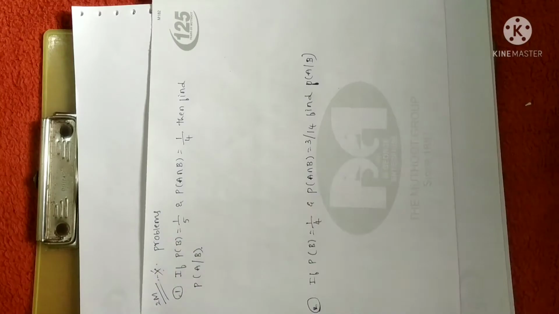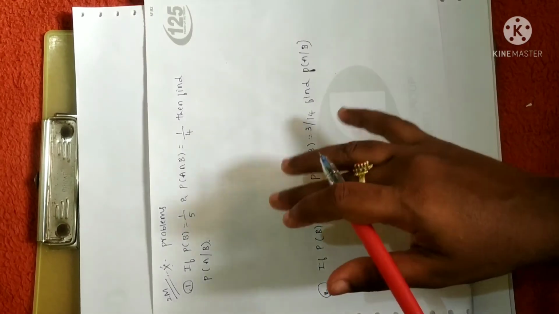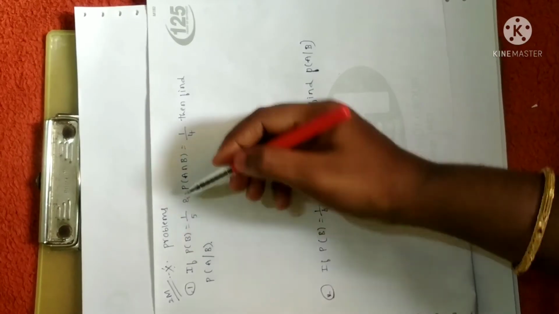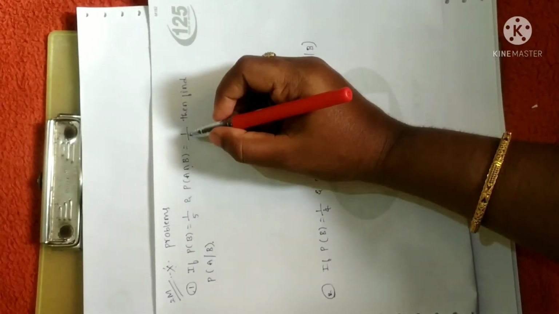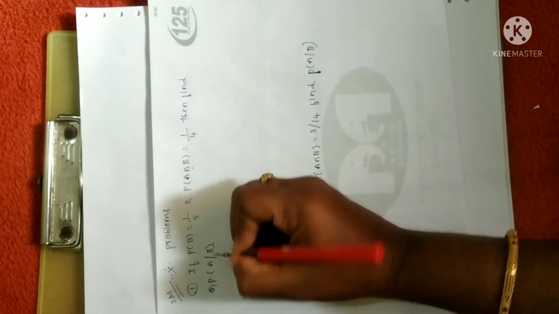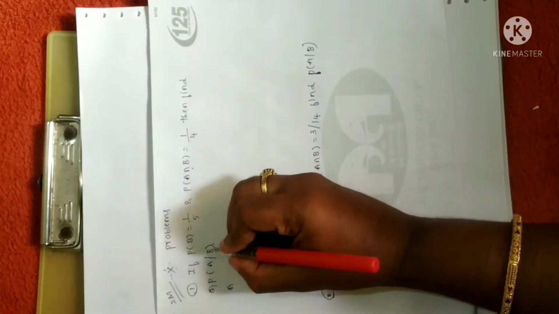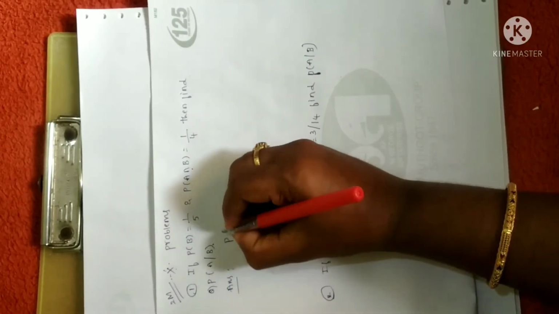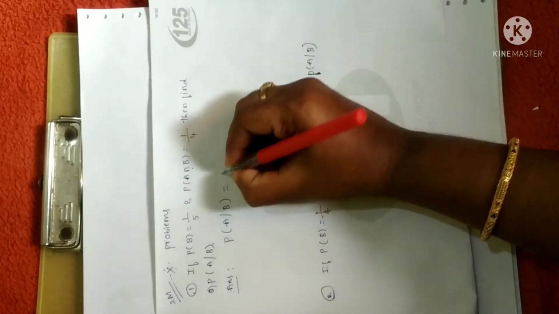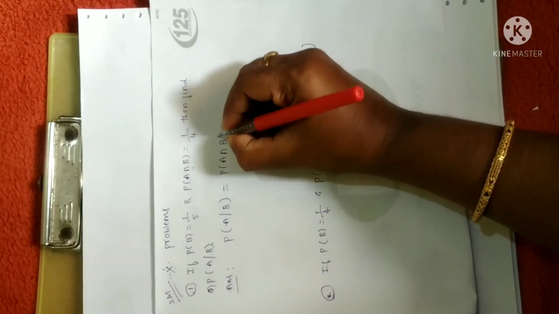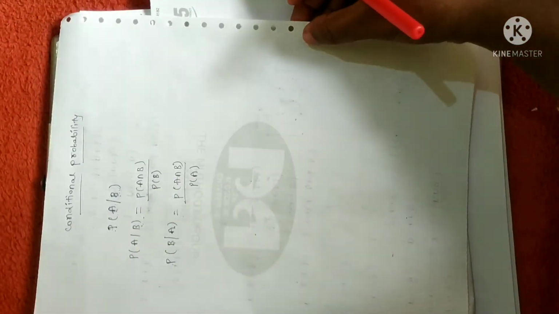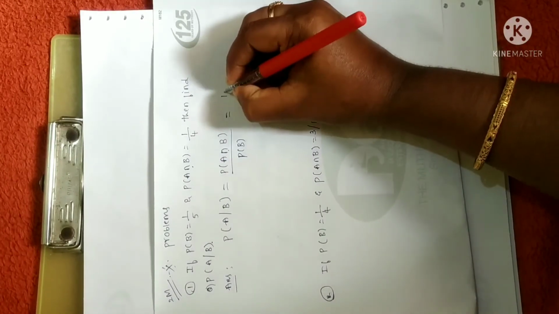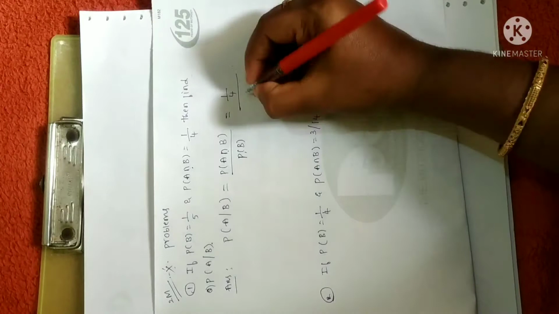Clear? So here is a problem. It is important for a 2 mark question. The first question: if the probability of B is equal to 1 by 5 and the probability of A intersection B is equal to 1 by 4, then we have to find the probability of A with respect to B, that is, the conditional probability of A with respect to B. We can find it using the formula: P(A|B) is equal to P(A ∩ B) divided by P(B). The probability of A intersection B is given, it is 1 divided by 4, divided by the probability of B, which is 1 by 5.